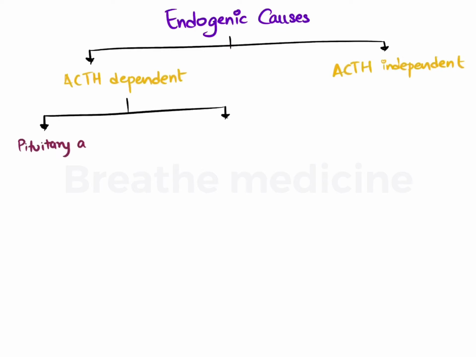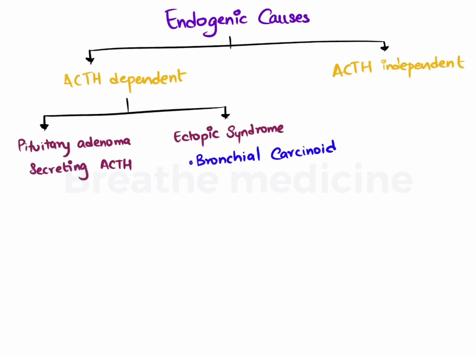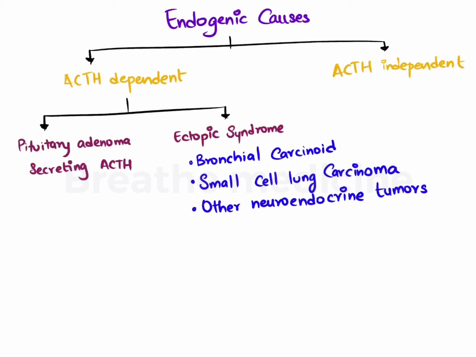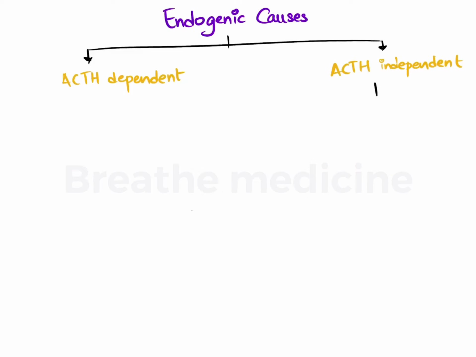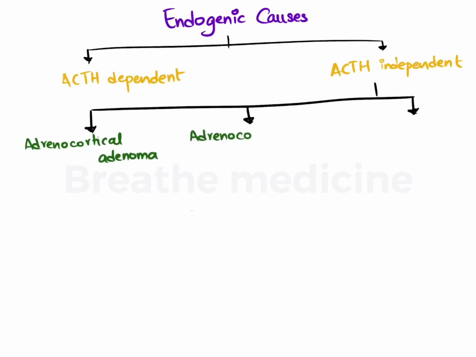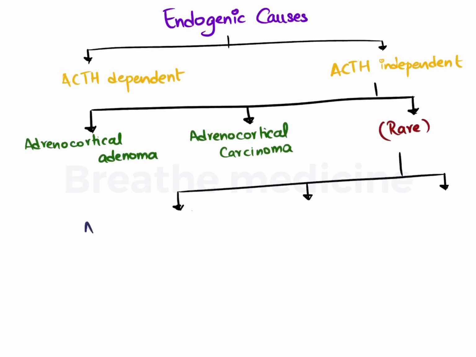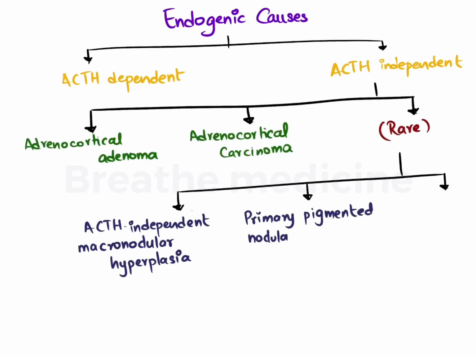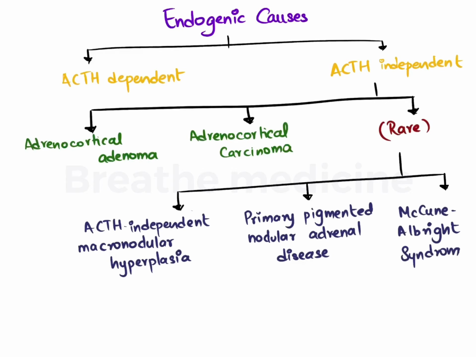ACTH dependent are pituitary adenoma secreting ACTH and ectopic ACTH syndrome. The tumors associated with ectopic ACTH syndrome are bronchial carcinoid, small cell carcinoma, and other neuroendocrine tumors. ACTH independent includes three causes, which are adrenocortical adenoma and adrenocortical carcinoma, and rare causes like ACTH independent macronodular hyperplasia, primary pigmented nodular adrenal disease, and McCune-Albright syndrome.